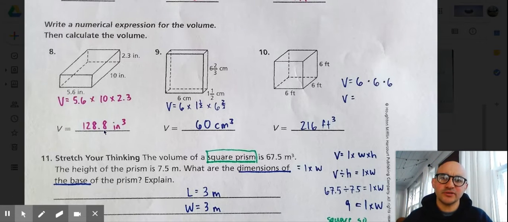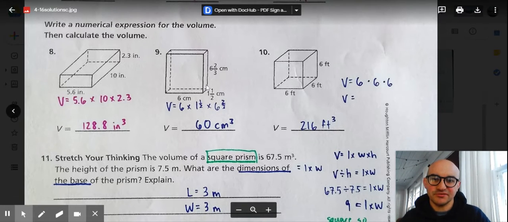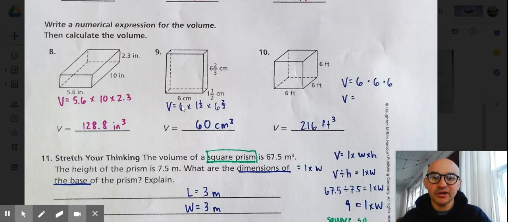So we've been doing a lot of volume problems this week. These are pretty straightforward here. We just have our measurements in decimals and fractions. Okay, number 9, same type of thing. We just write our equation out just like this. These are just my length, width, and height, and I get an answer of 60 centimeters cubed.